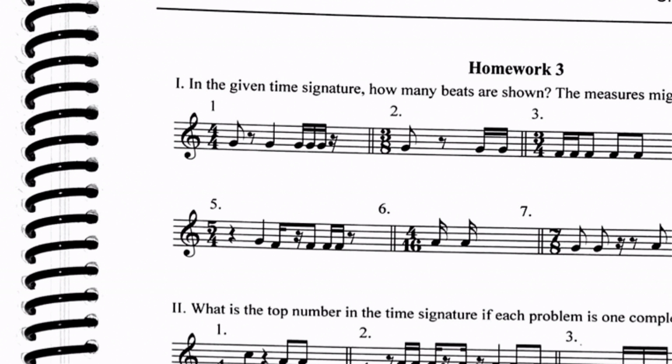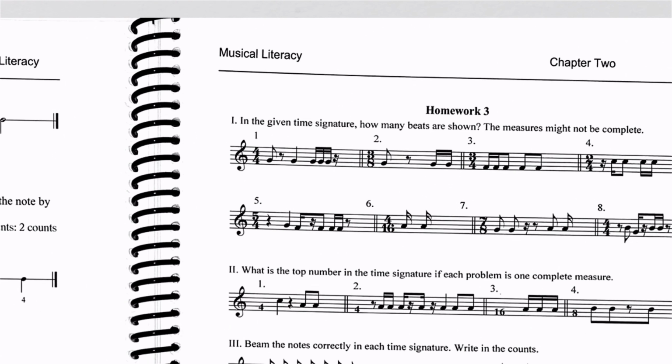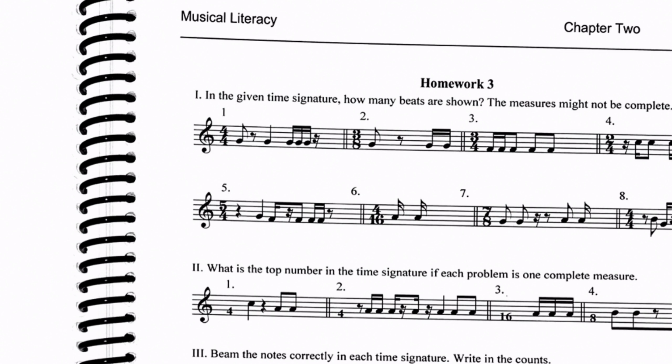So now that we've looked at chapter 2, let's try out the homework. It says, in the given measure, how many beats are shown? The measure might not be complete. Okay.